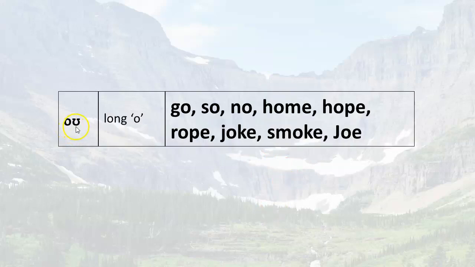So now that you know the sound O, which is the long O, you can pronounce these words. Go, so, no, home, hope, rope, joke, smoke, Joe. Remember, it's the same sound, O, in all of these words.